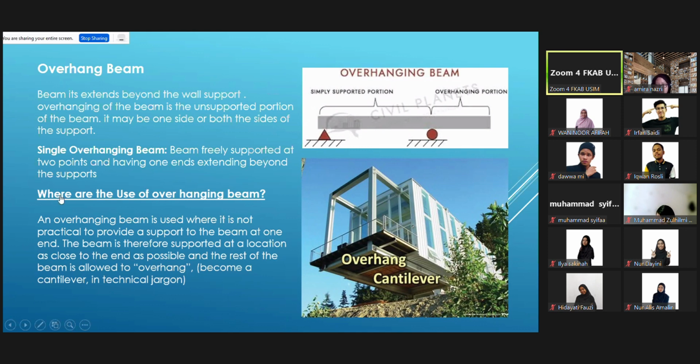Okay. And what is the use of an overhang beam? An overhang beam is basically used where it is not practical to provide support at the end, meaning there is no support here. Here it's too steep. So the beam is supported at a location as close to the end as possible, and the rest of the beam is allowed to overhang, which becomes a cantilever in technical jargon.